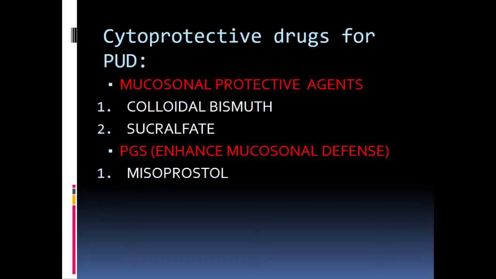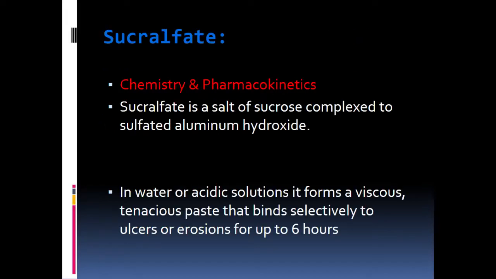We are starting with sucralfate. If we talk about chemistry and pharmacokinetics, sucralfate is a salt of sucrose complex to sulfated aluminum hydroxide, in water or acidic solution. Keep in mind, in water and in acidic solution, it forms a viscous paste that binds selectively to the ulcer or erosion for up to 6 hours. It is basically the mechanism of action of sucralfate, how it acts in acidic condition as well as in water.